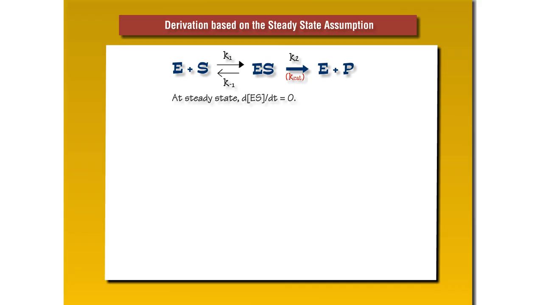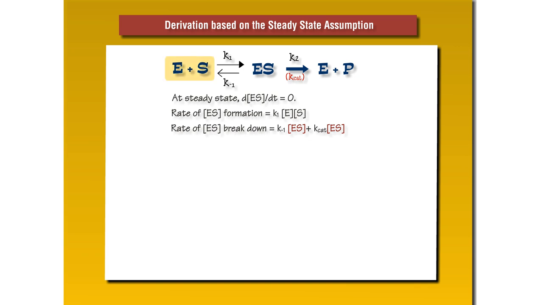The only way the ES complex can be formed is through collisions between free enzyme and substrate at a rate of K1. However, there are two pathways by which the ES complex disappears. The ES complex either dissociates backward into E and S or is transformed forward into a product, and the equation can be written as shown.